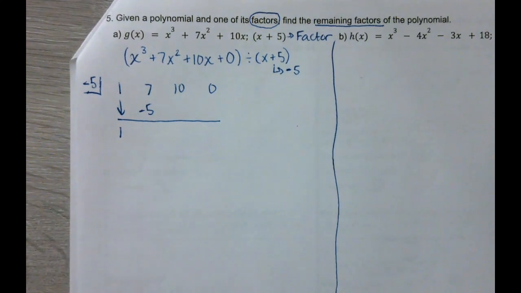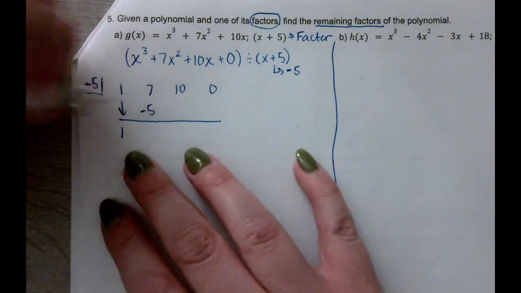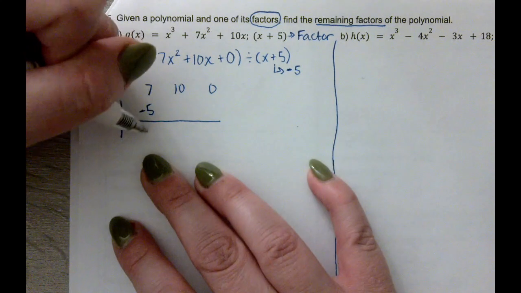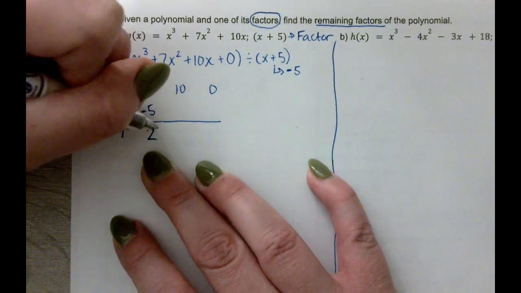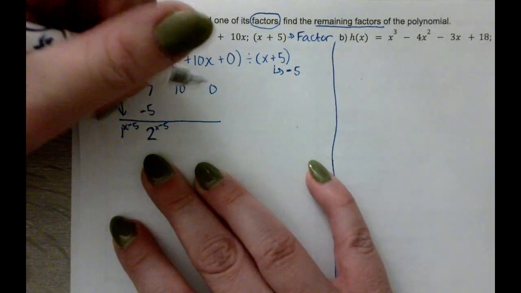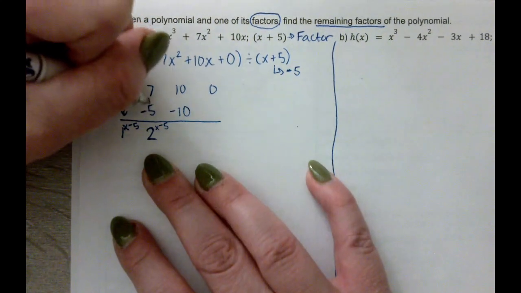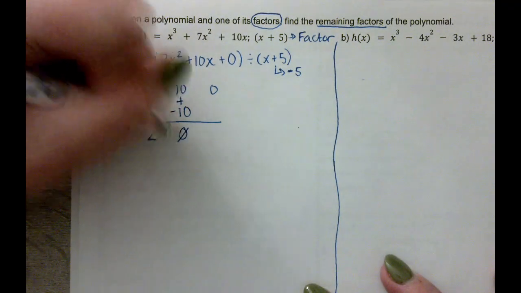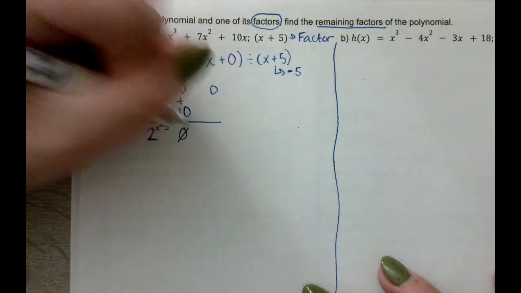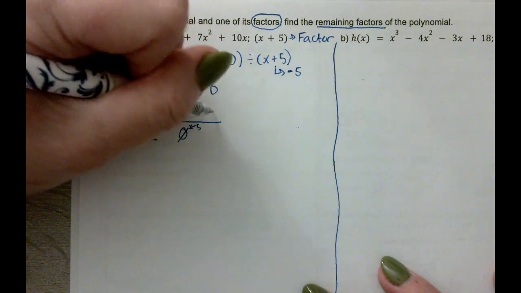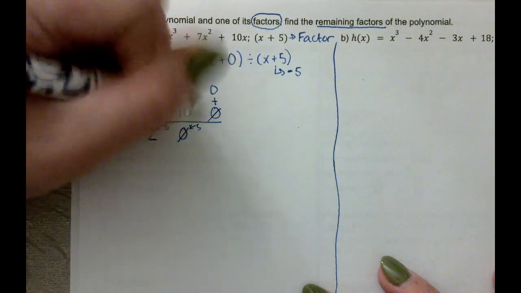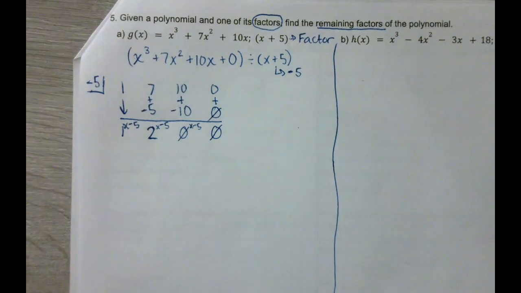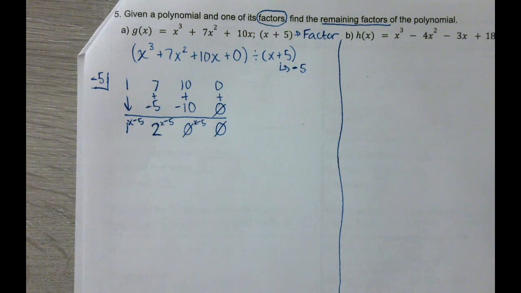And I will go ahead and write out the steps here for those who need it. 7 minus 5 gives us a positive 2. Times negative 5 gives us negative 10. And I forgot to write the add here. 10 and negative 10 cancel and give us 0. And then 0 again times negative 5 is still 0. And then 0 plus 0 is 0. So 1, 2, 0, 0, that's what comes out of the synthetic division.